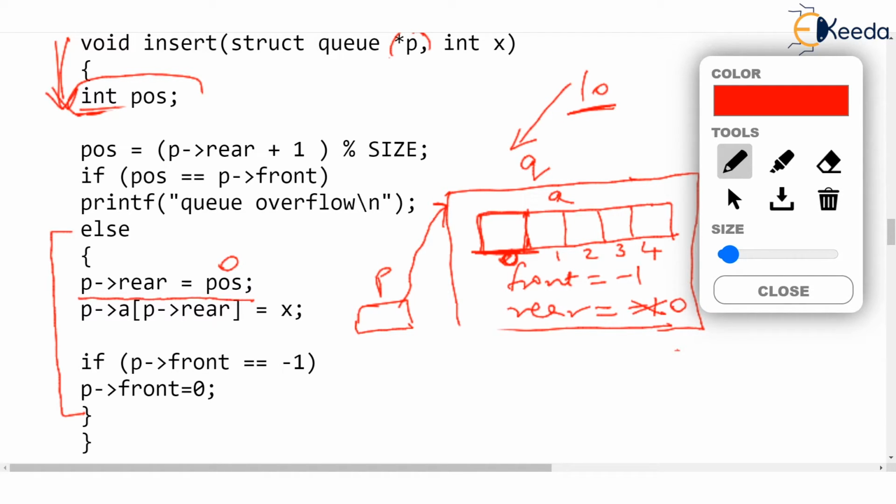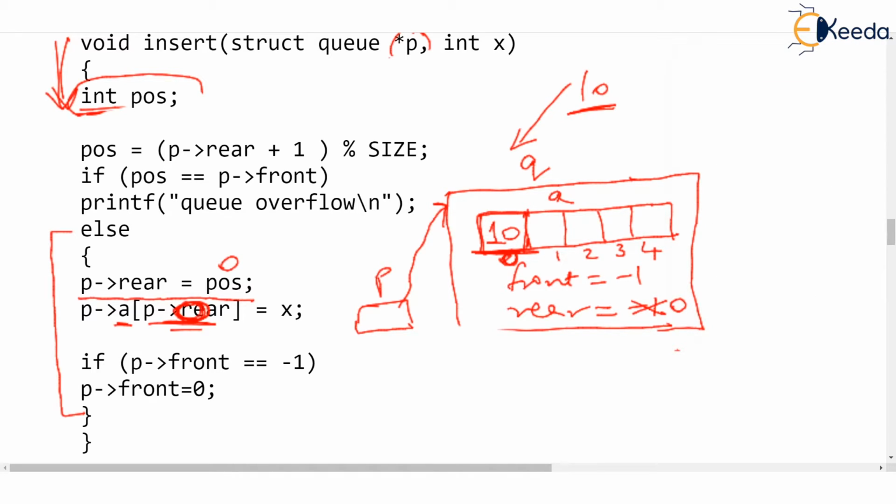And then next line is at rear place of the array. Come on, rear is 0 now. It was -1, but now it is 0. So A of 0 becomes 10. That's it. 10 has got inserted. By the way, after these two lines, in the else itself, we have written a nested if. This is to check for the first insertion.